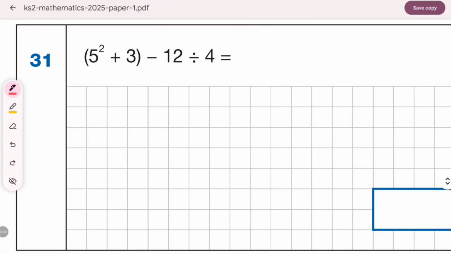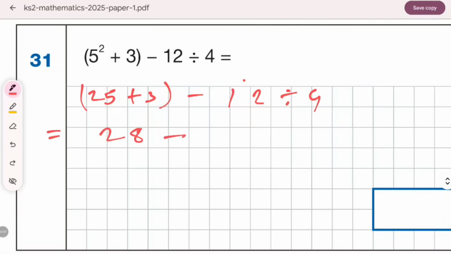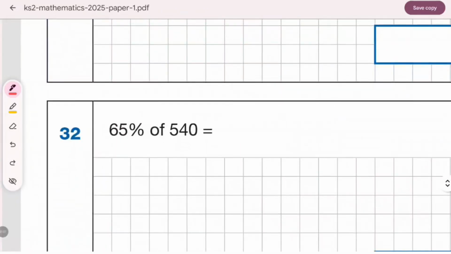In question number 31 we will use the BODMAS also. So 5 square, basically 5 into 5, we will get 25 plus 3 minus 12 divided by 4. So by using BODMAS, first we will solve the bracket one. So 25 plus 3 we will get 28, minus 12 divided by 4 we will get the answer as 3. So 28 minus 3 we will get 25. That will be the correct answer for question number 31.